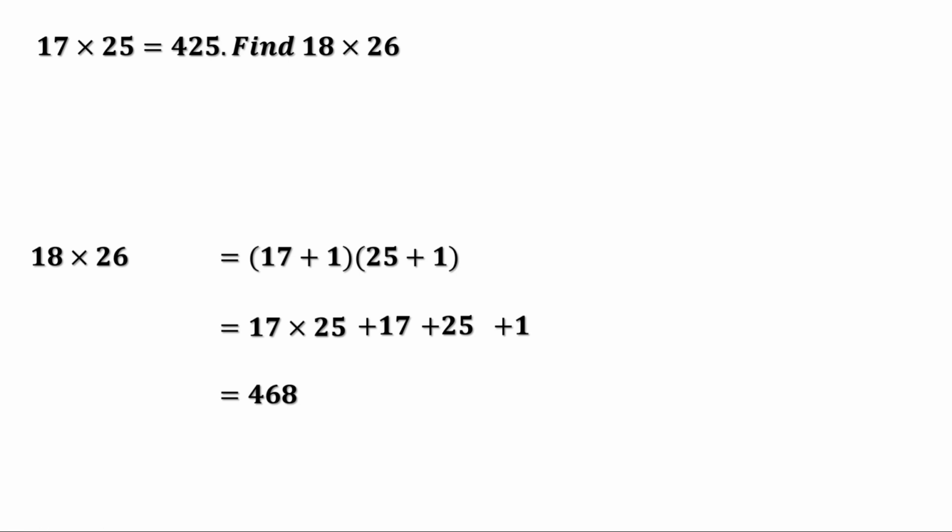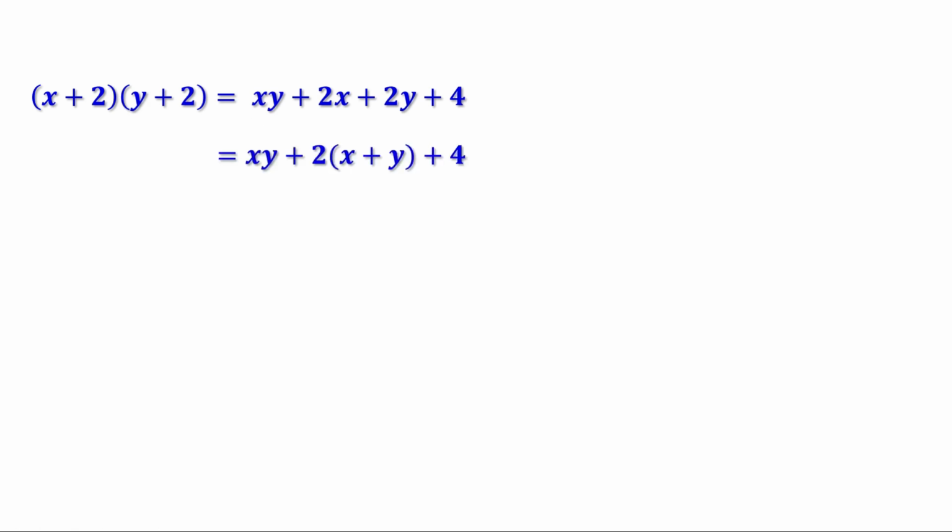Now let us derive some more identities from this. Suppose we replace 1 by 2 and write (x plus 2) into (y plus 2). x into y is xy, x into 2 is 2x, 2 into y is 2y, 2 into 2 is 4. So this can be written as xy plus 2x plus 2y plus 4. 2x plus 2y can be written as 2 into (x plus y). So this can be simplified as xy plus 2 into (x plus y) plus 4. This can also be used to find the product of certain numbers.